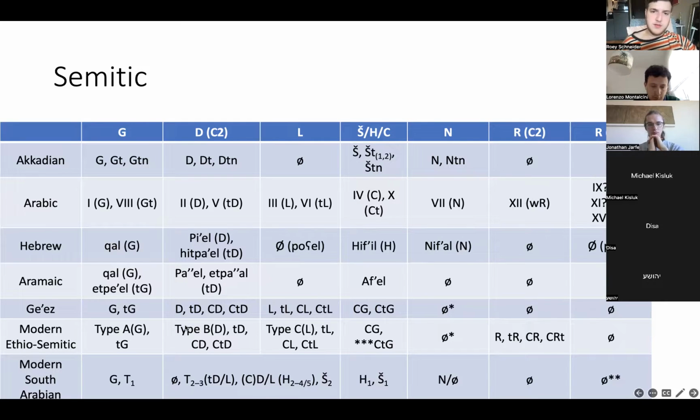The reason these are referred to as type A and type B in modern Ethio-Semitic, I know it sounds stupid, but it's not that stupid. It's because in the past, like in the past tense, all of the Ethio-Semitic have a geminate today. Like the past tense of G has a geminate second radical as well. So sebbere is G, but the difference is in the future.